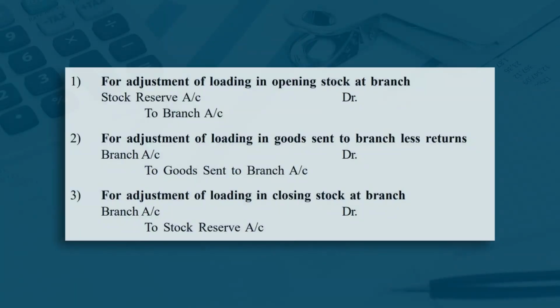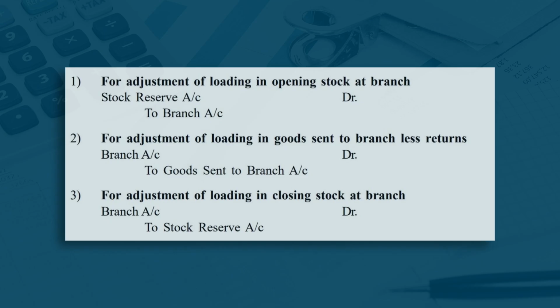So, loading is the amount of difference between cost price and invoice price, and it is recorded at the end by passing the following additional journal entries. Let us discuss what journal entries are passed in order to record the loading of these items which pertain to the goods. First one is for adjustment of loading in opening stock at branch.